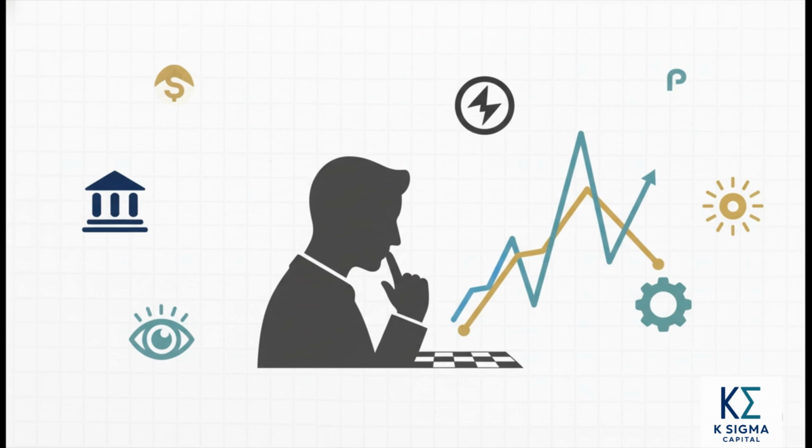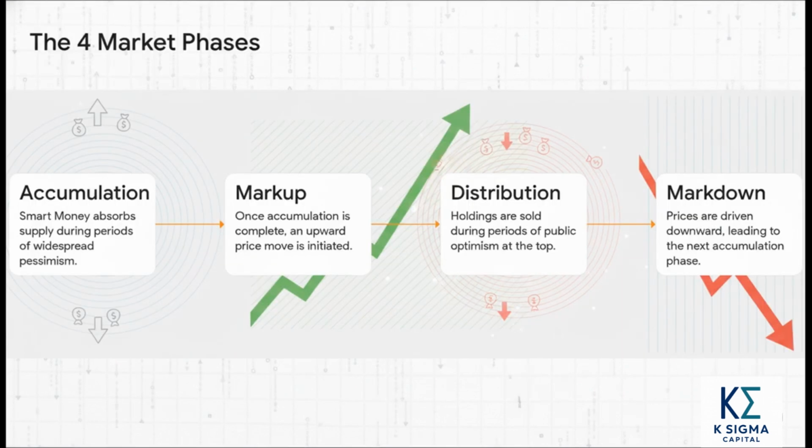And their primary goal is pretty simple. Buy assets from people who are panicking and selling low, and then sell those same assets to people who are euphoric and buying high. And they tend to do this in a predictable four-phase cycle. It starts with accumulation. This is when they're quietly buying up everything when pessimism is high and nobody else wants it.